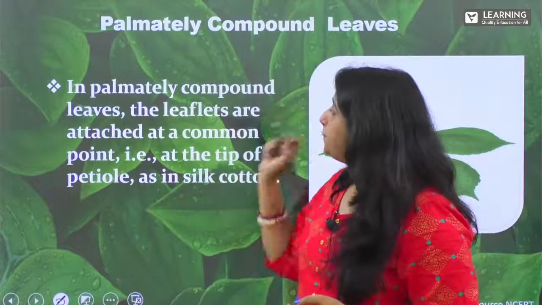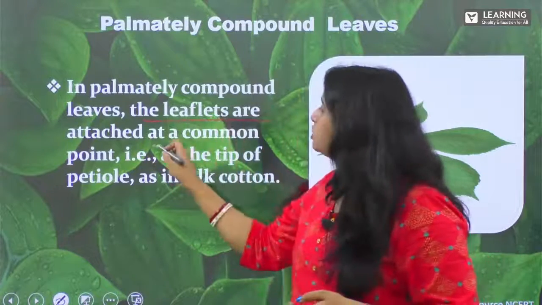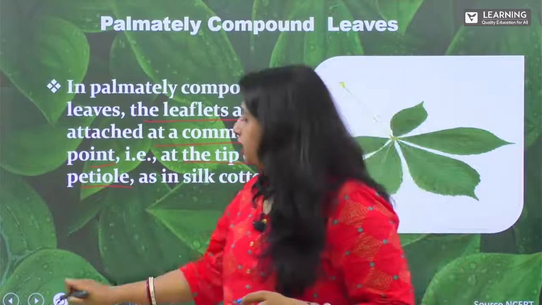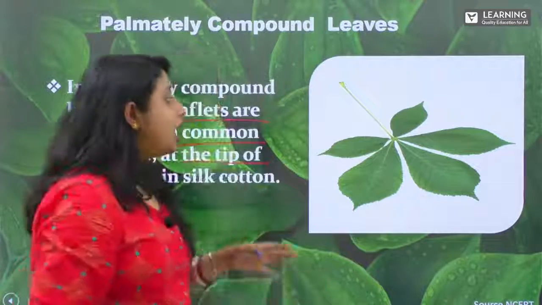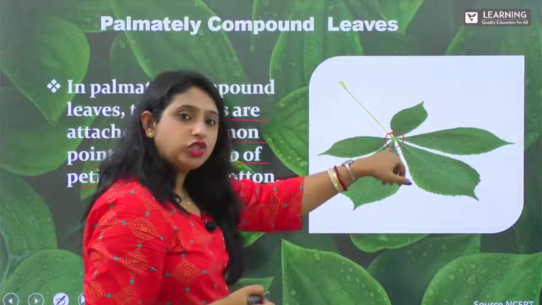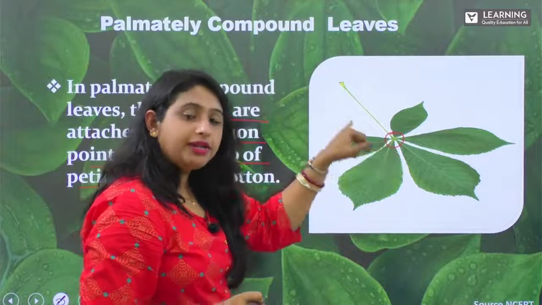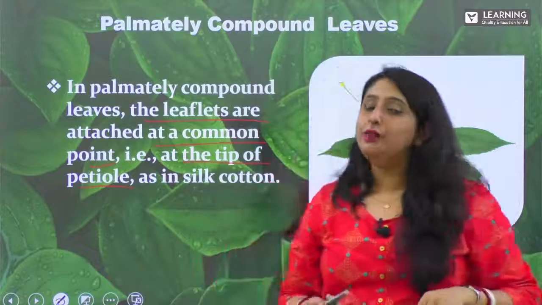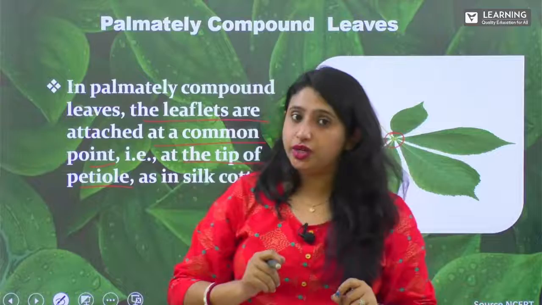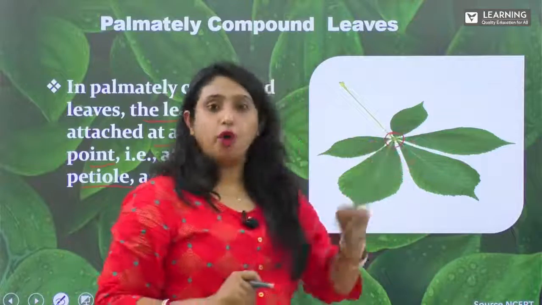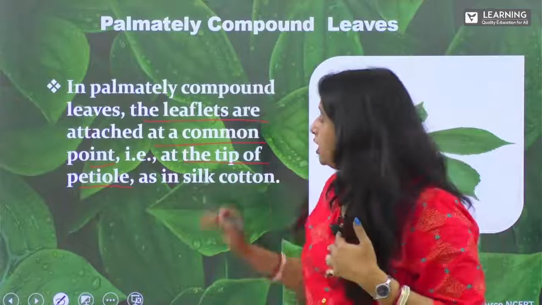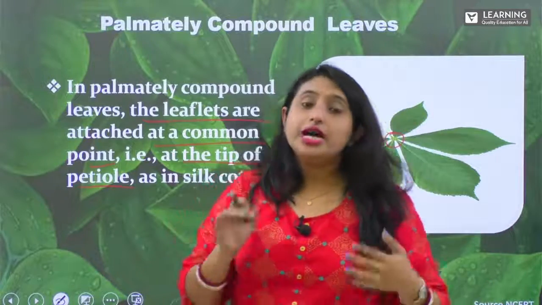The palmate compound leaves are those where the leaflets are attached to a common point that is at the tip of the petiole. So in case of this, what happens? That is, they are arranged at the tip of the petiole. As you can see in this picture, right? This is the picture of a palmately compound leaf. So what happens in that? The leaves are arranged at the tip of what? At the tip of your petiole, and that is at a common point, right? So these leaves are known as your palmately compound leaves. You will see it in case of your silk cotton.